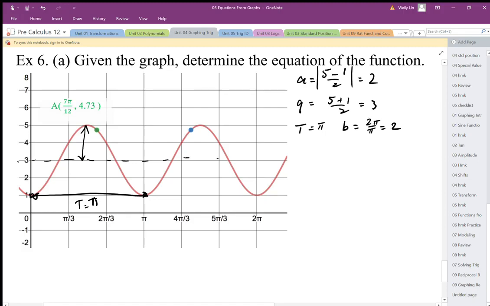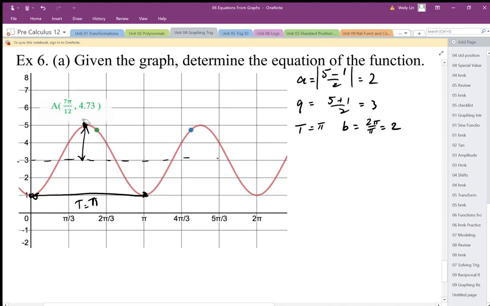Okay, so there's my B value. And then for the equation of the function, we just need to locate the coordinate of the max point. I'm going to use that. I could use the min point, I suppose, and use a negative cosine graph. Maybe we'll do that. We'll just change it up a bit.